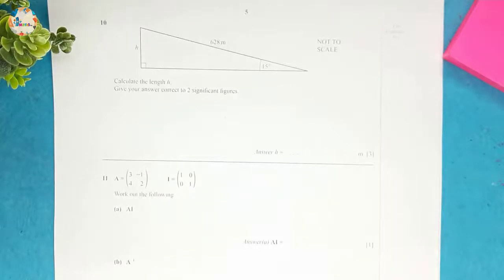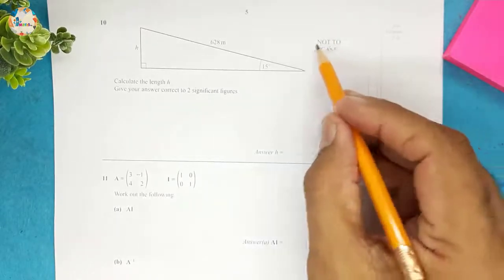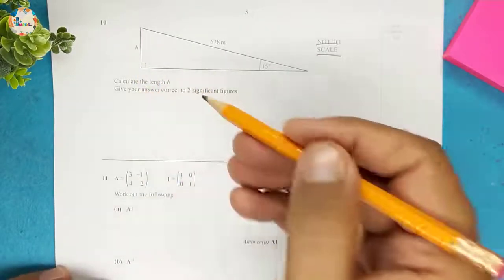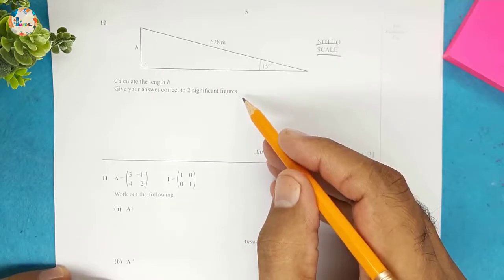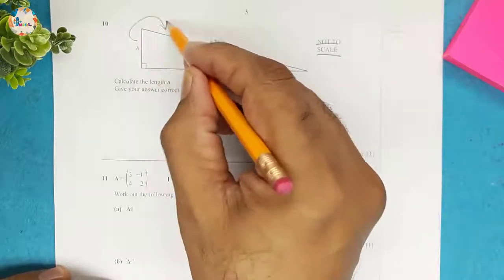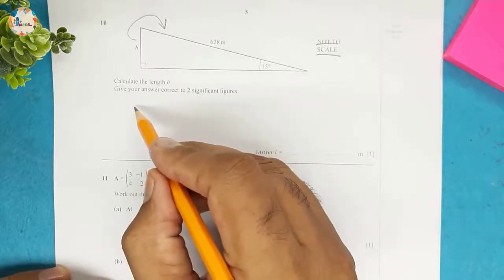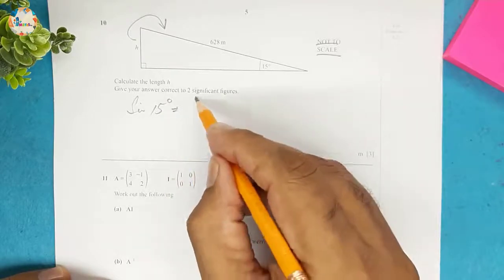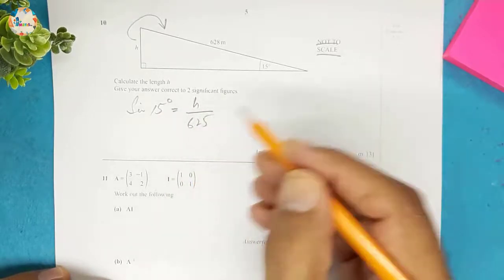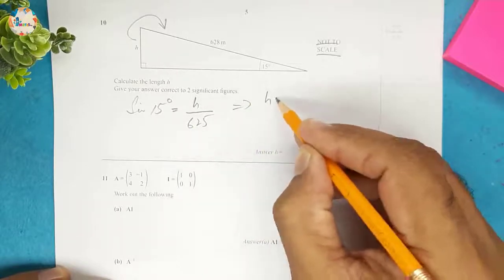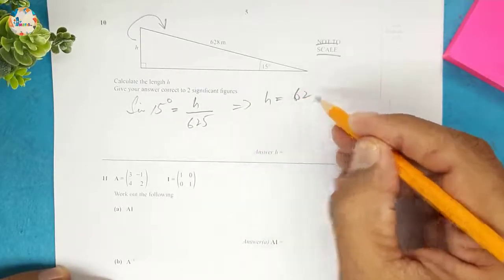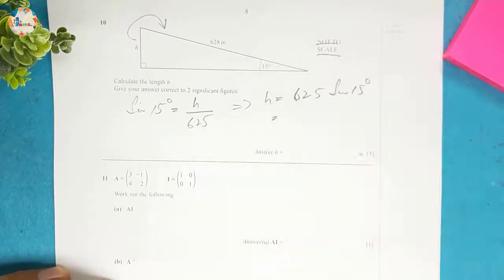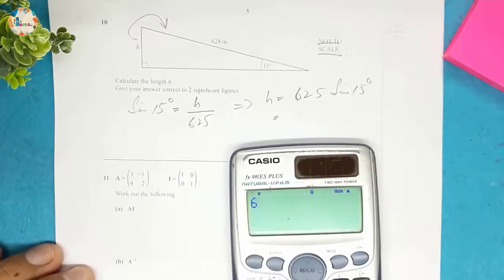Now question number 10. Diagram is provided which is not to scale. Calculate the length h. This height basically we have to find. Give your answer correct to two significant figures. So this over this, meaning opposite over hypotenuse, will be equal to sine theta. Sine of 15 degrees will be equal to h over 625. So this implies h is equal to 625 sine of 15 degrees, and this value we can check with the calculator.